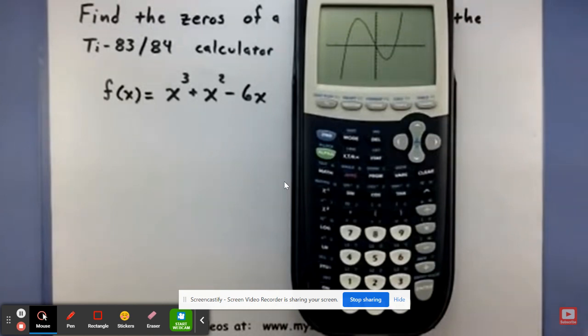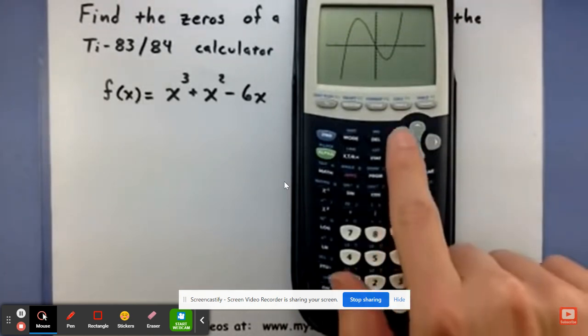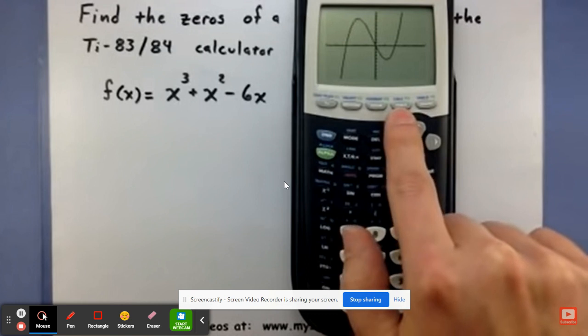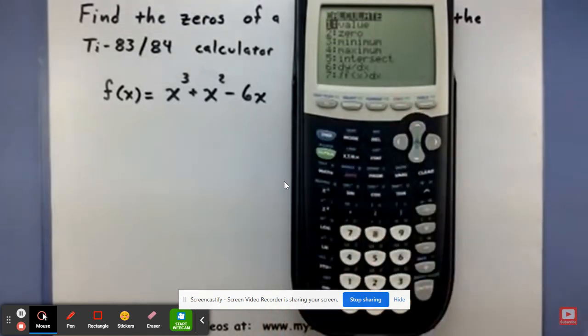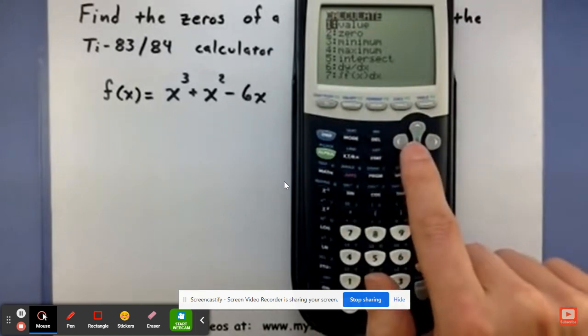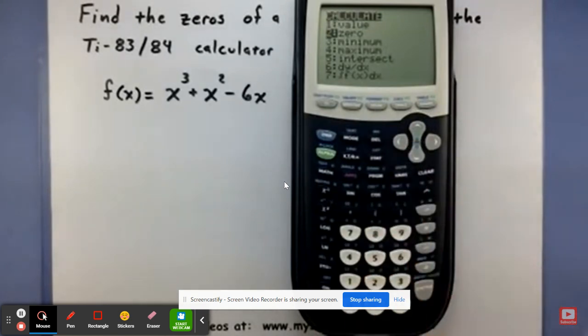So we want to have the calculator find each zero. You're going to hit the second trace button and you go down to number 2, zero. So you're going to use your up and down cursor. This will bring out all of our calculating options. And number 2 says zero, to find your zeros. Highlight that one and press enter.